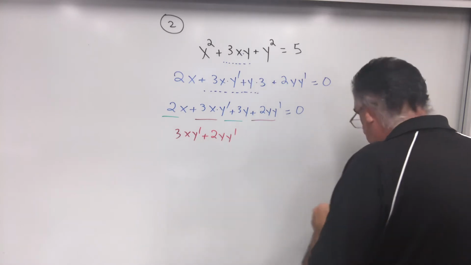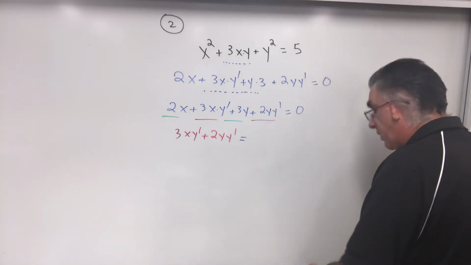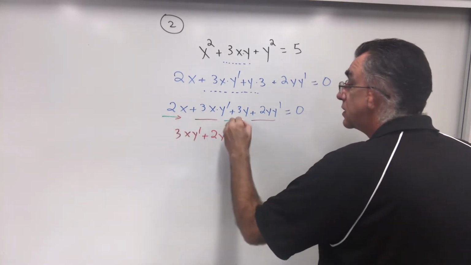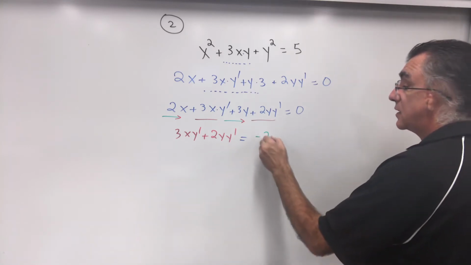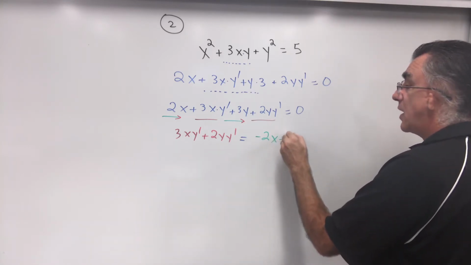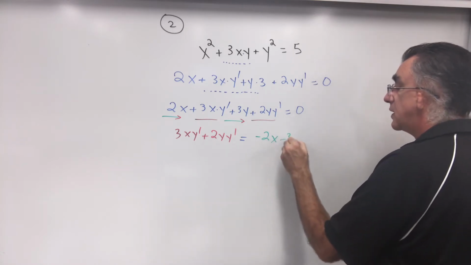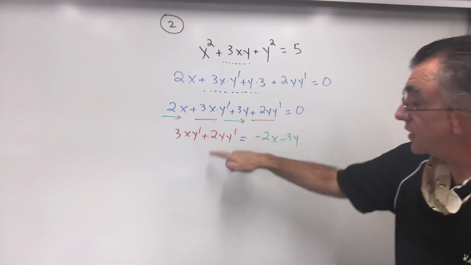Now you might go, Mr. Peters, does it matter which way I move them? No, not at all. Personal preference here. And then I'm going to move the green ones over to the other side. Now, keep in mind, you could have done it the other way, and it will not affect the outcome. Okay. But you have to separate the things that have y primes from the things that don't.